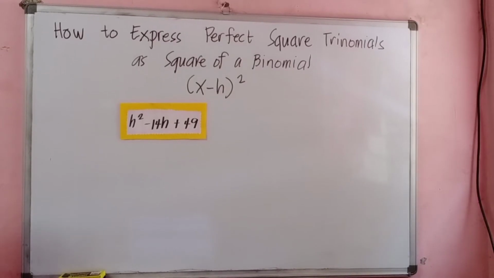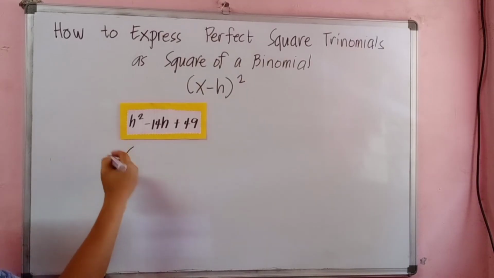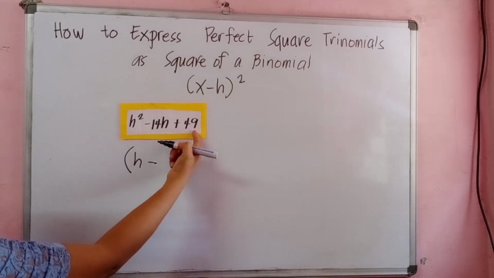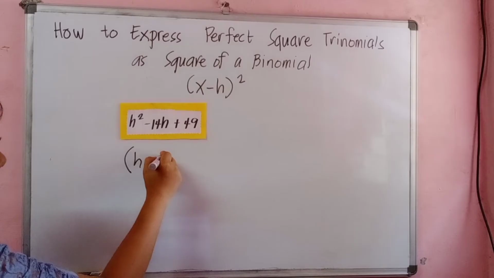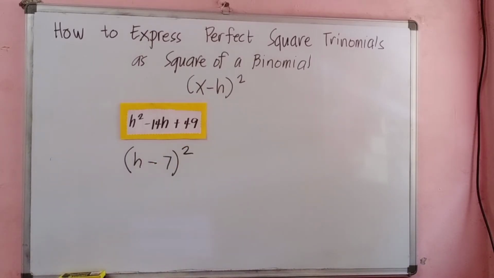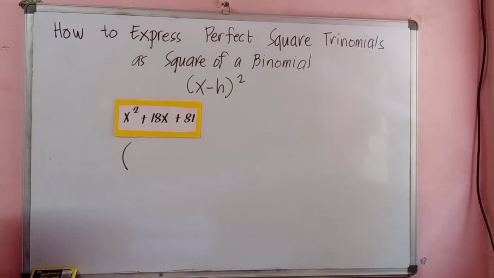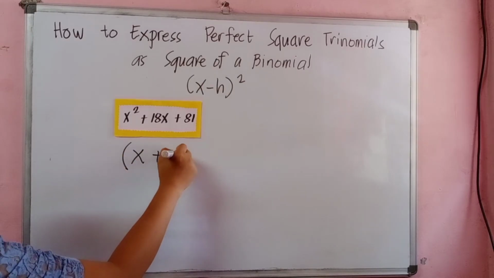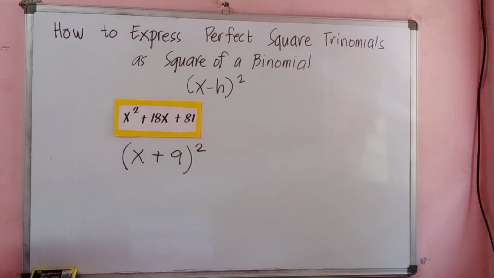Another example from here. So we need to get the square root of the first term, which is h. Sign of the middle term is negative, and then square root of the last term is 7. So we have h minus 7 squared. Another one, so just the same step. Get the square root of the first term, sign of the middle term, square root of the last term, so we have x plus 9 squared.